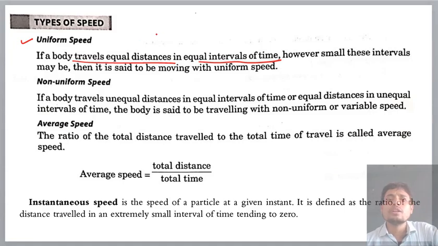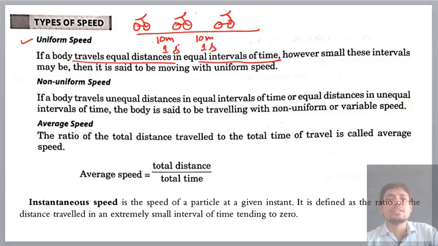For example, suppose there is a motorcycle which is covering every 10 meters in 1 second. So it is covering equal distance in equal intervals of time. So the speed of this motorcycle is said to be uniform speed. Another example, suppose you are moving with a car at a constant fixed speed of 50 kilometers per hour, that will also be called uniform speed.